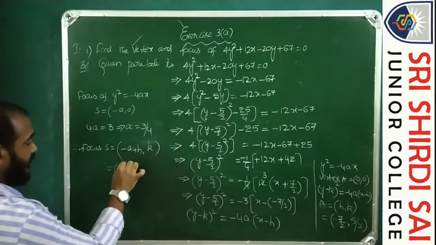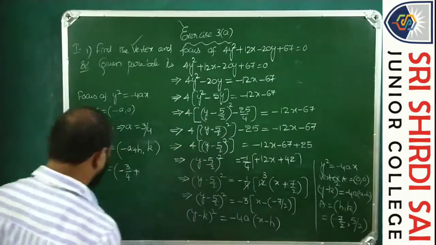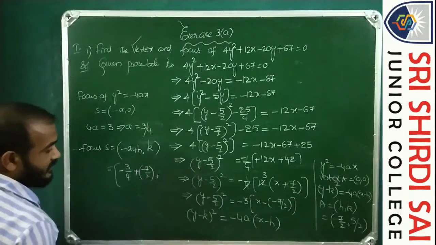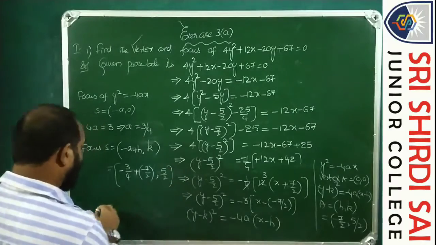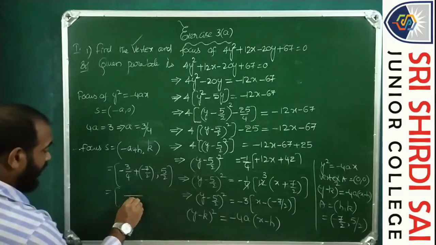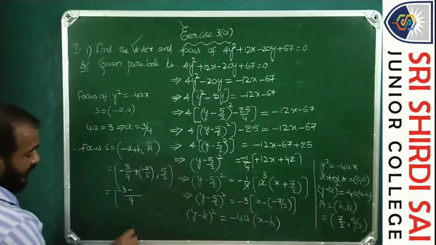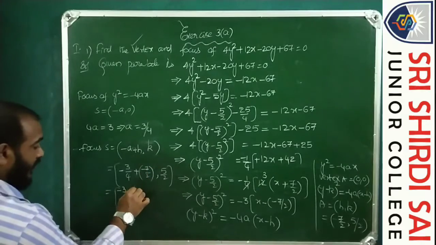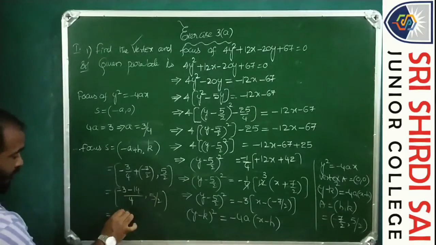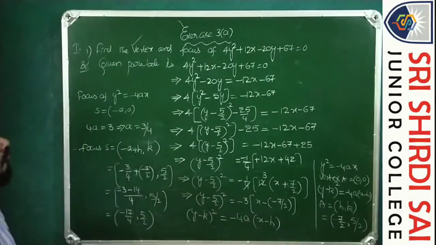So minus a is minus 3 by 4, the h value is minus 7 by 2, and the k value is 5 by 2. Therefore this is minus 3 by 4 plus minus 7 by 2. Four is the LCM. So minus 3 minus 14 over 4, comma 5 by 2. Therefore this is (minus 17 by 4, 5 by 2). So this is the focus.